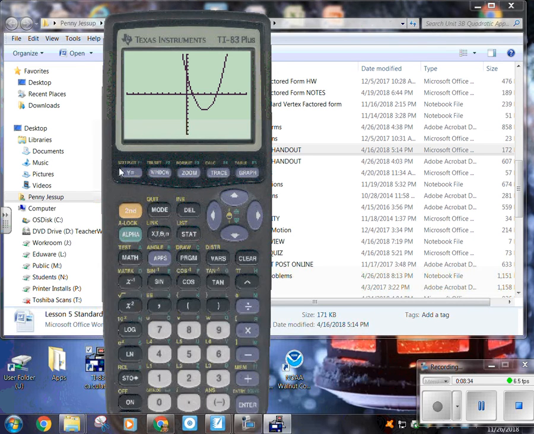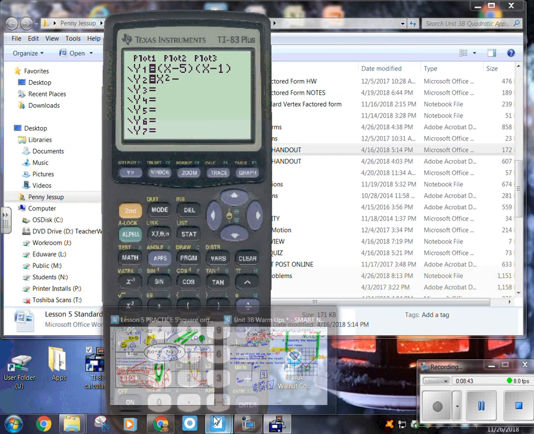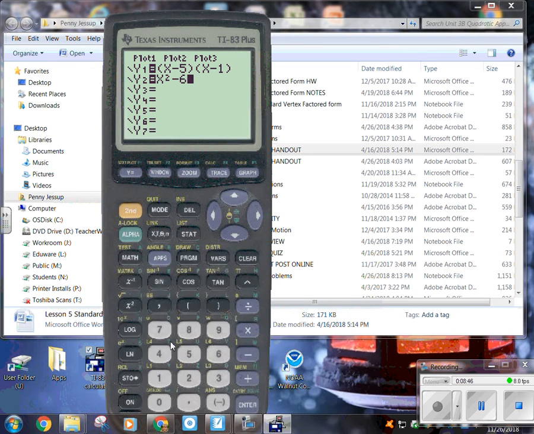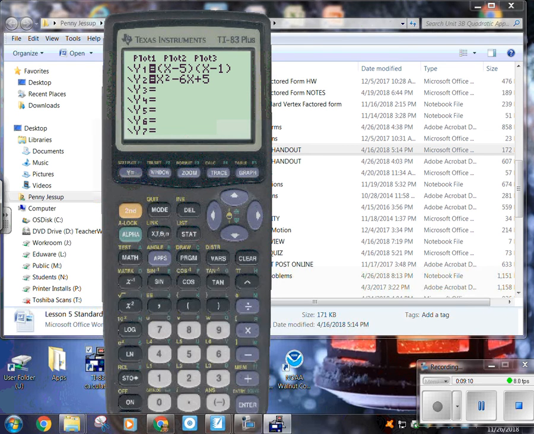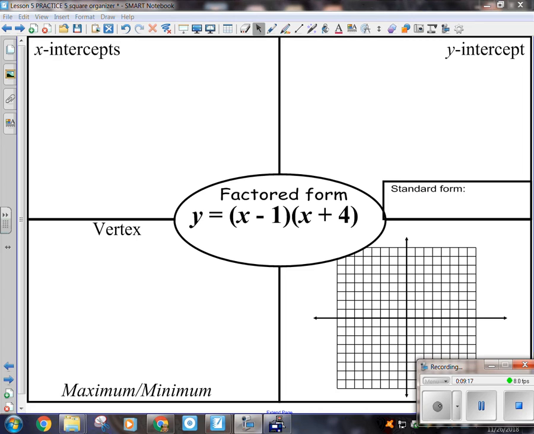What if I go to y equals and put the second equation in? What was it? X squared minus 6x plus 5. What happened? It's the same thing. It did graph it. Did y'all see it graph it? The graph of the second equation came in right on top of the first equation. So it doesn't matter which one you type in, they're both going to show you the exact same thing.